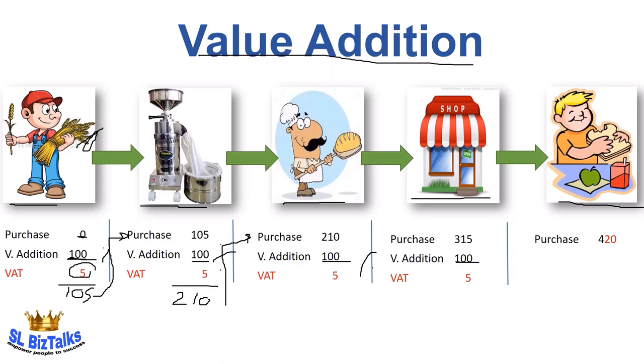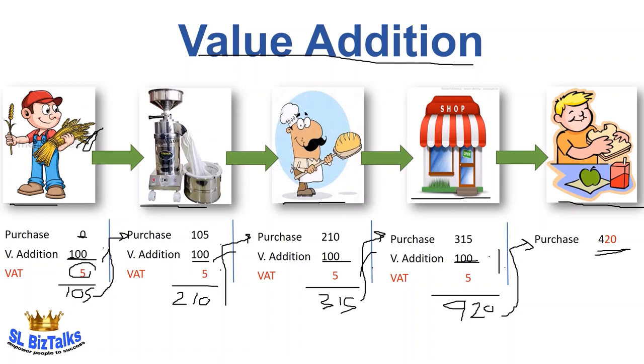He also has a certain value addition. He will charge 5% on this, then that will be 5. Then the final price will be 315. He will sell this bread at the price of 315. Then the shop also has a value addition amount of 100. Then they will charge 5% on that. Then finally they will sell this at the price of 420. Then the consumer will buy this bread at the price of 420.